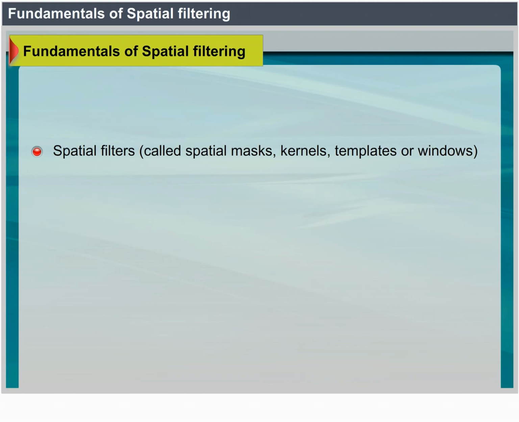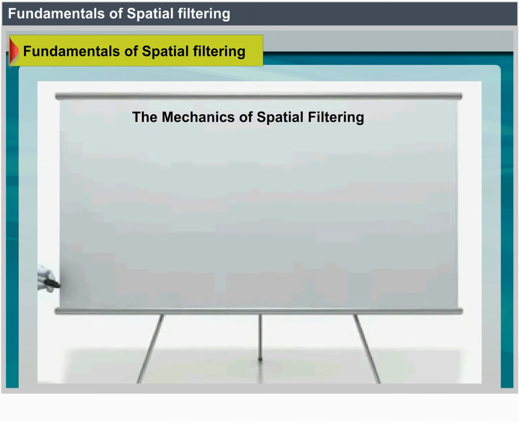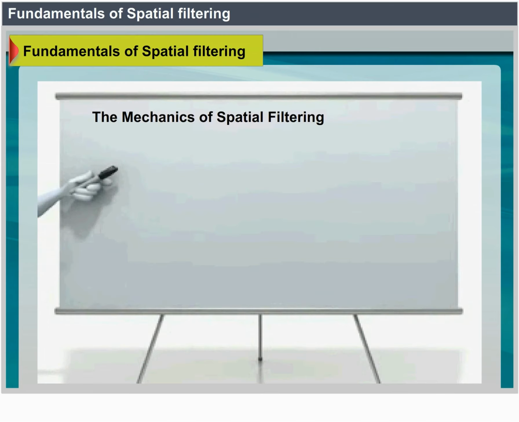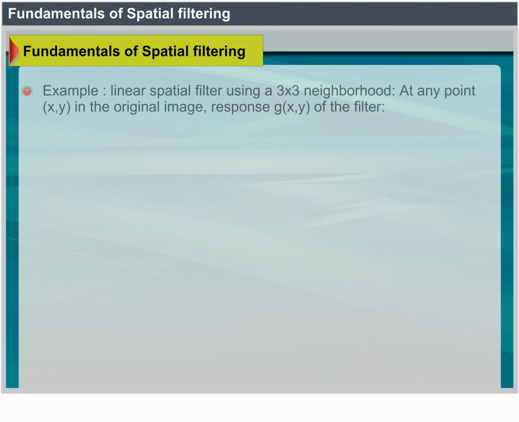For example, for a linear spatial filter using a 3×3 neighborhood at any point x, y in the original image, the response g of x, y of the filter will be as shown on screen. For a mask of size m star n, we assume that m equals 2a plus 1 and n equals 2b plus 1, where a and b are positive integers, that is, odd size.